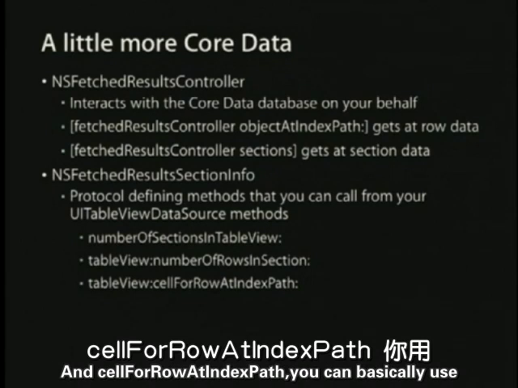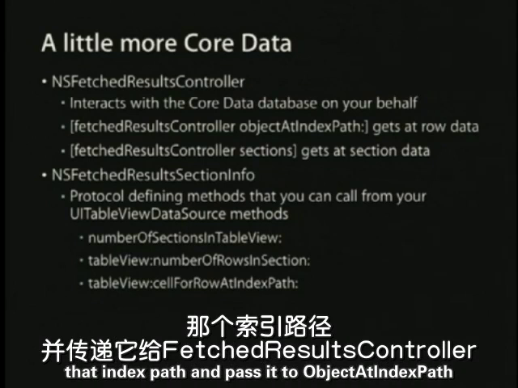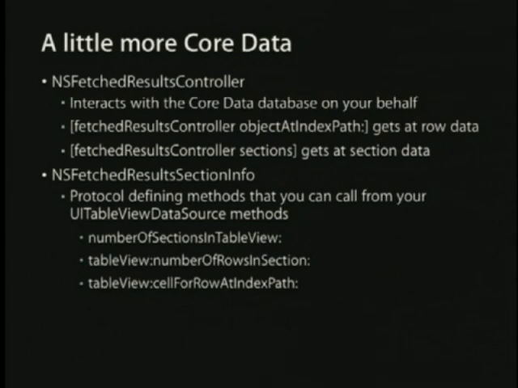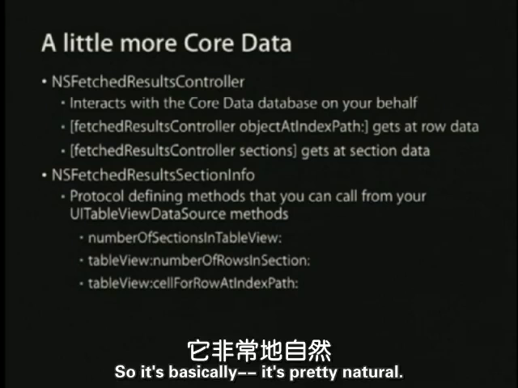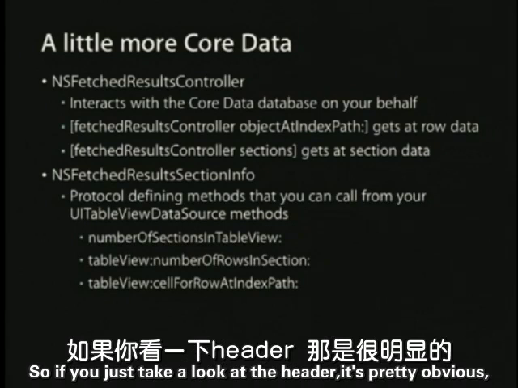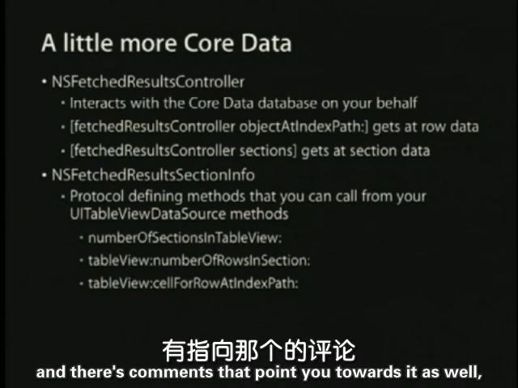And for cell for row at index path, you can basically use that index path and pass it to object at index path on the fetched results controller to get the object from the Core Data database that should be displayed in this particular row. So it's pretty natural. I mean, it was designed specifically for use with UITableView. So if you just take a look at the header, it's pretty obvious, and there are comments that point you towards it as well, and also good documentation.